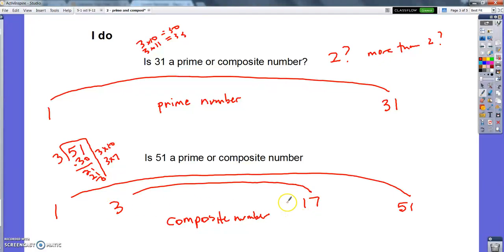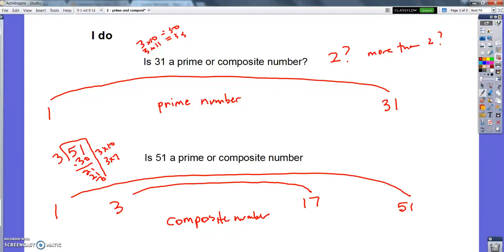And that would have been an easy one to miss. If I looked at it, I'd be like, well, I don't know any multiplication facts that make 51. So it'd be easy to say, oh, well, then that means it's a prime number. But 3 times 17, I don't know my 17s. So if I hadn't checked, I might have missed that one. So always, always, always, always check numbers you don't know.